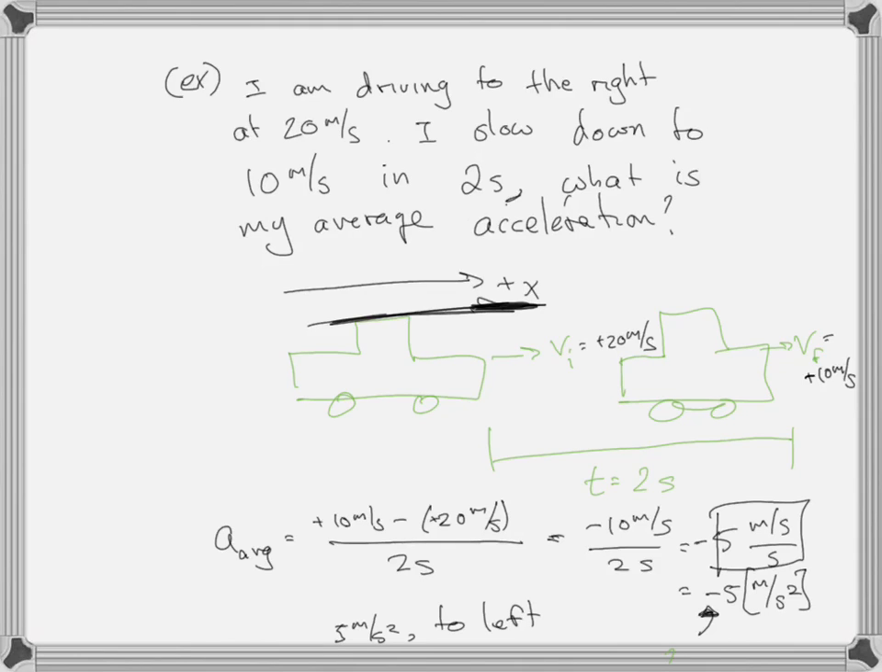It means that I am slowing down to the right or speeding up to the left. We'll talk more about those signs later. But that's pretty much it. That covers all of our kinematic variables. It's a little bit of a mess. I'm going to bring it back together in the next lecture.